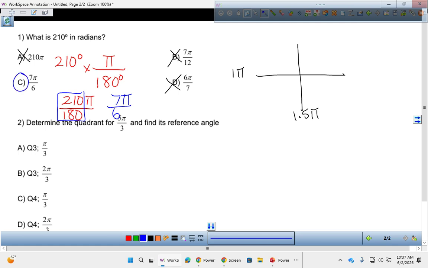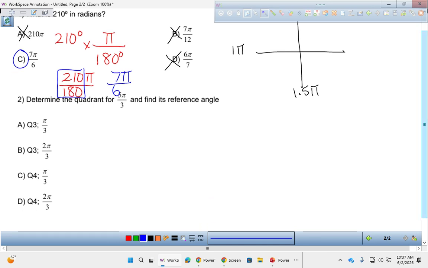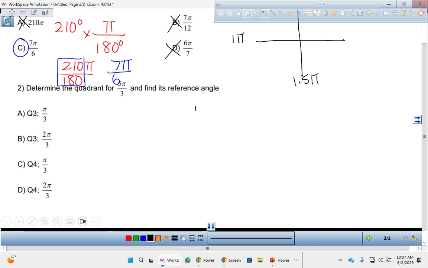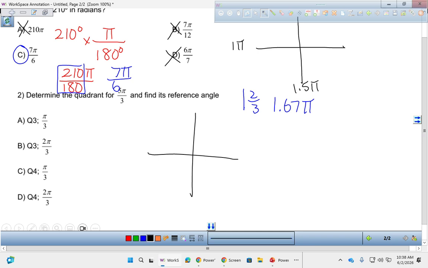Determine the quadrant for 5 pi over 3 and find its reference angle. Okay, well, 5 pi over 3 is like 1 and 2/3. Right, because 3 over 3 is 1, and then I've got 2 left over. So that's like 1.67 pi. So that looks like that's going to fall somewhere between 1.5 pi and 2 pi, which means it's going to be somewhere in quadrant 4.